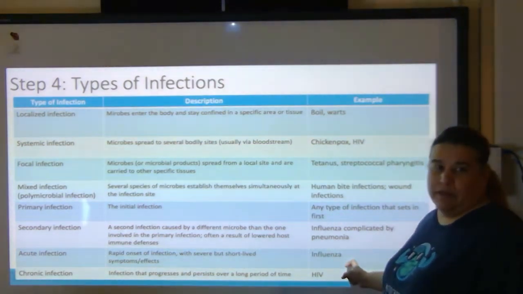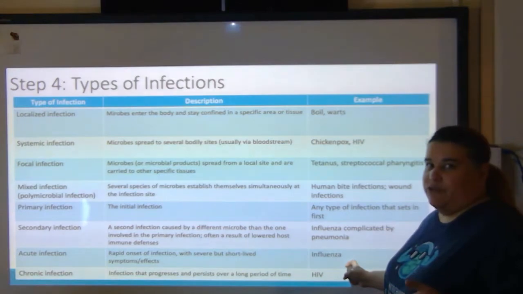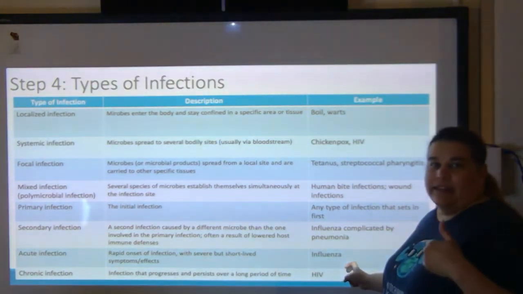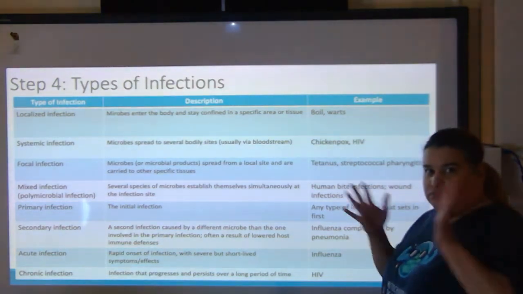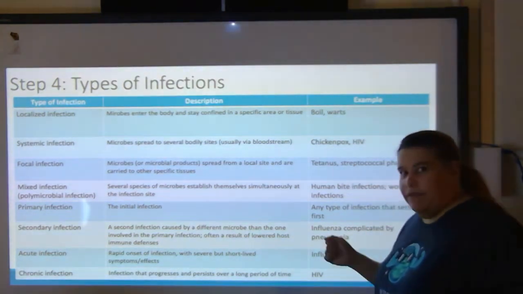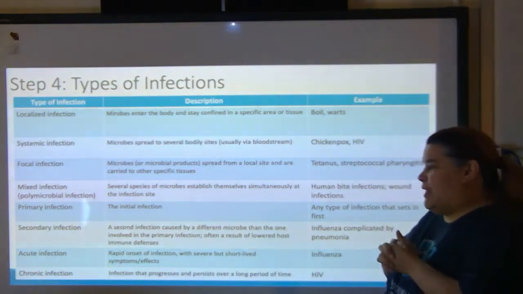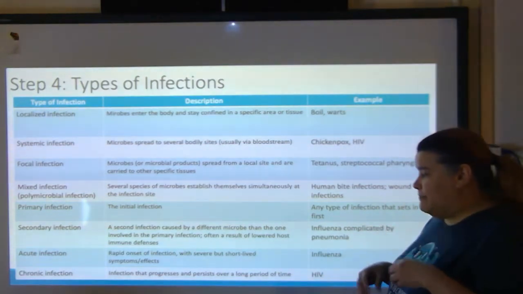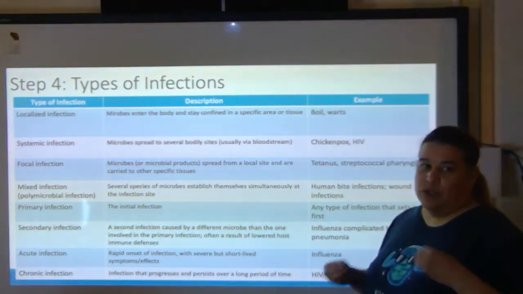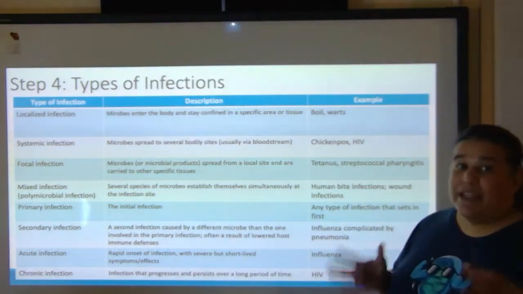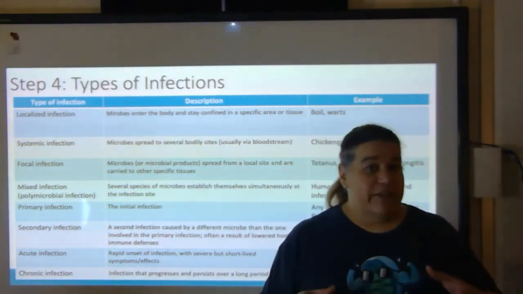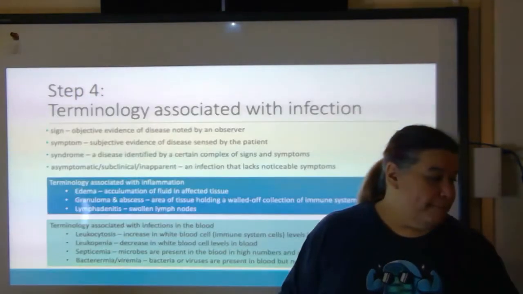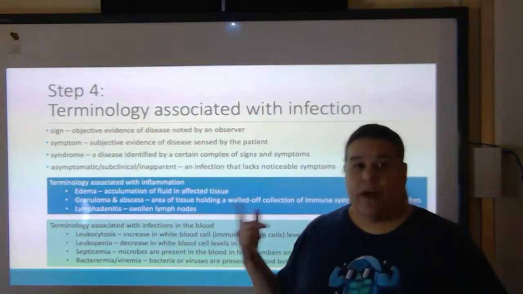The flu is an example of this. You get the flu, it lasts for 7 to 14 days, which is relatively short. It's not years. But after that 7 to 14 days, you're over it. Short. Chronic infections are different. They infect and progress and persist. They don't go away. HIV is an example of this. If you get HIV, you will have it forever. It does not go away.